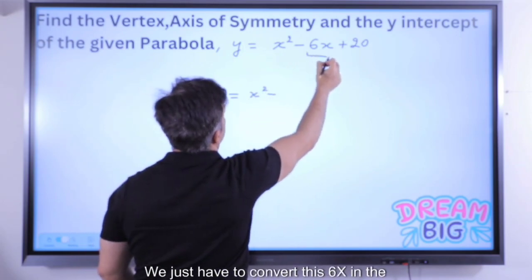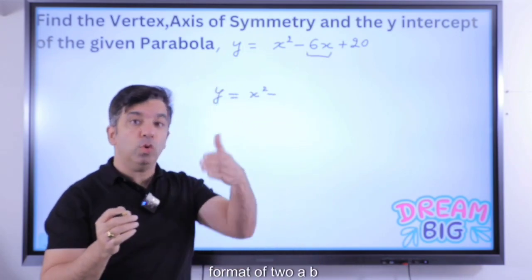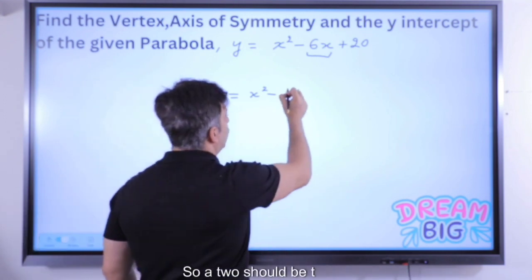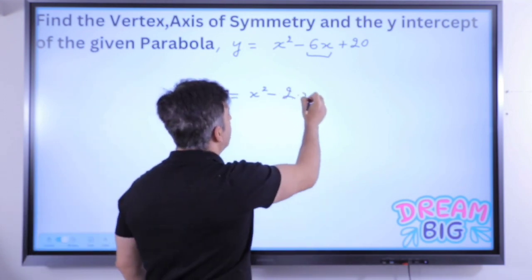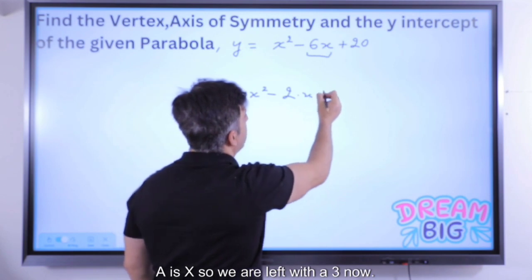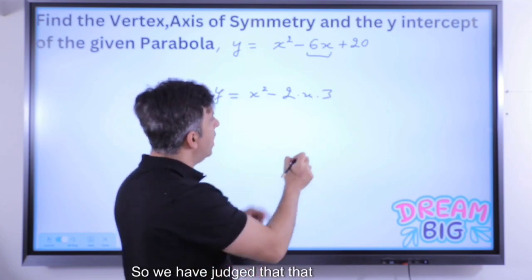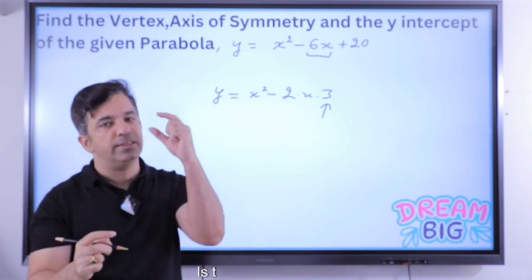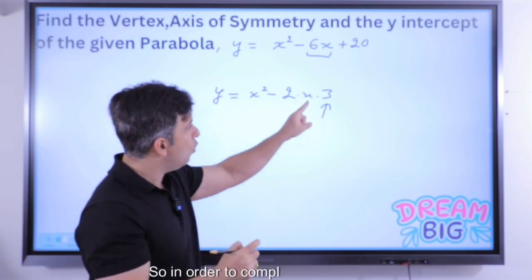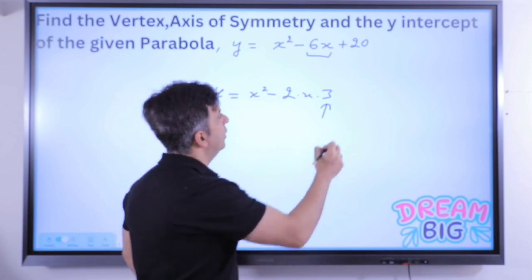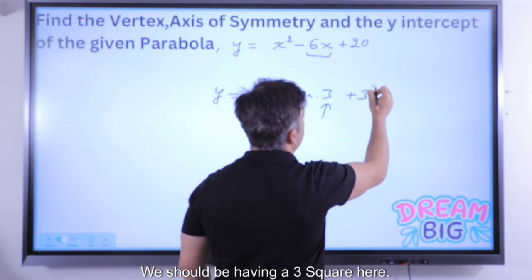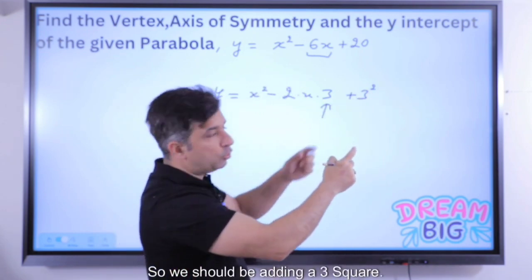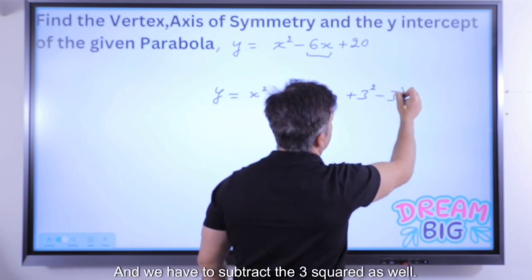We just have to convert this 6x into the format of 2ab. So a 2 should be there, a is x, so we are left with a 3. So we have judged that the required b for this formula is the number 3. In order to complete this square, we should be having a 3 squared here. So we should be adding a 3 squared and we have to subtract a 3 squared as well.